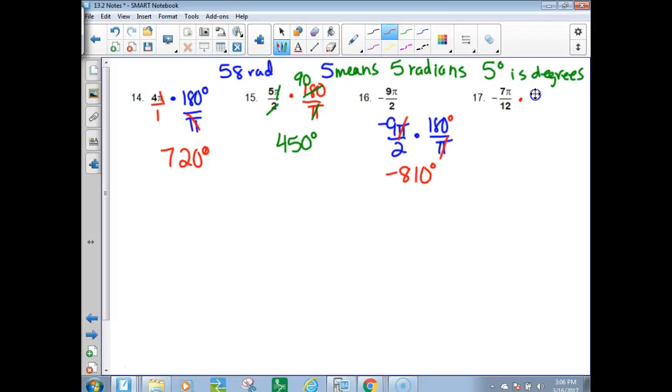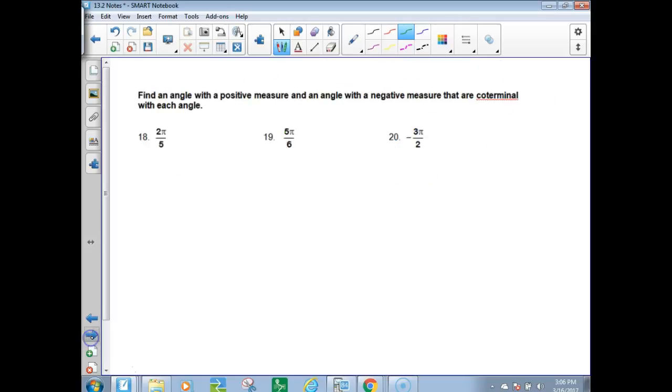Okay, and the last one, go ahead and convert. You can type, I just do manually cancel out those pi's and just type negative 7 times 180 divided by 12. And I believe that's negative 105. Okay. Anyone else still need this? We're good. All right, next one.